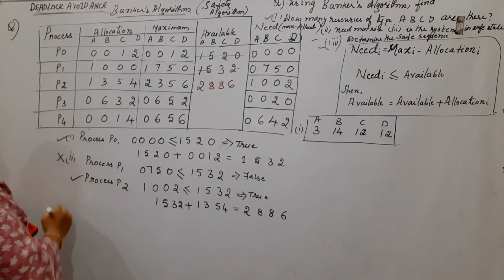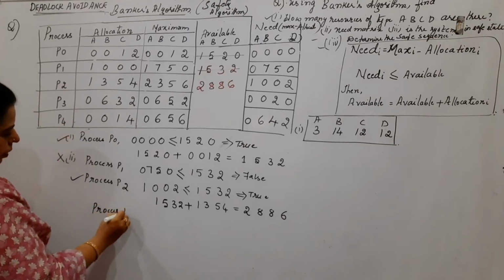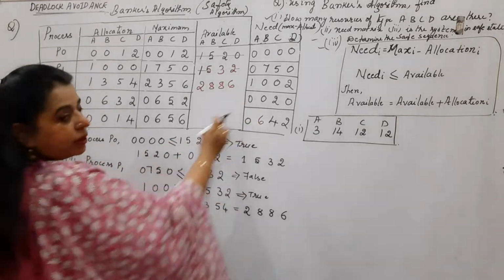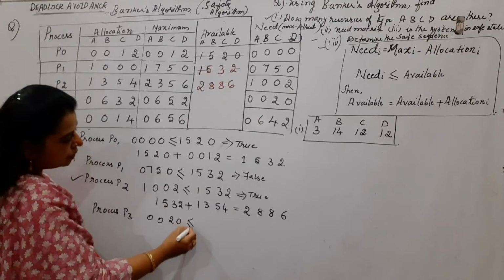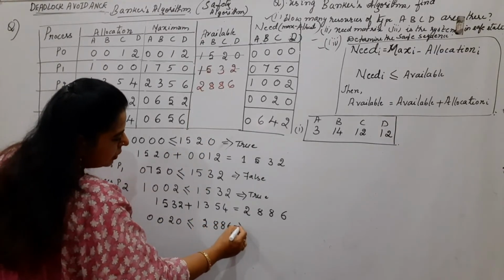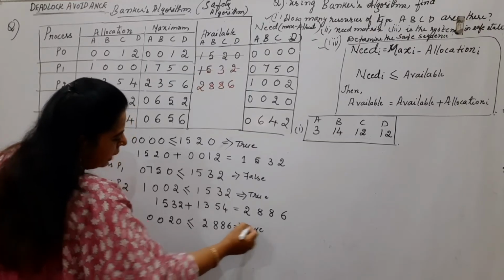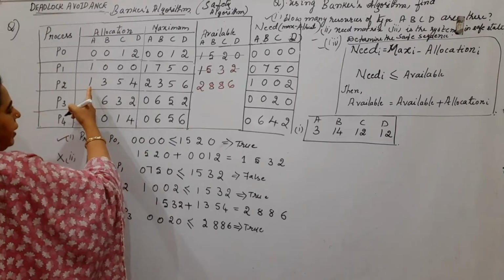Now this also has completed its job. Let us check for process P3. Process P3's need is how much? 0 0 2 0. Check with what? The available values, 2 8 8 6. Yes, it is true. It can be satisfied by the system, and then it will return whatever was allocated.